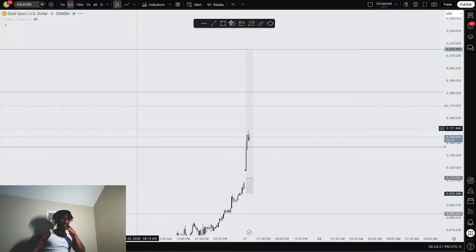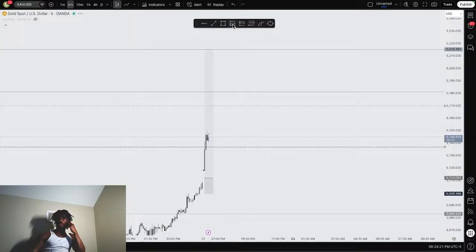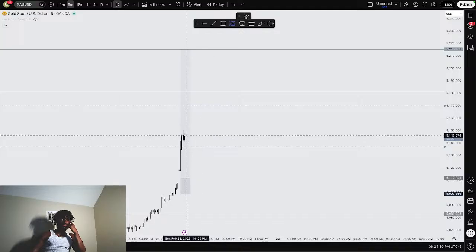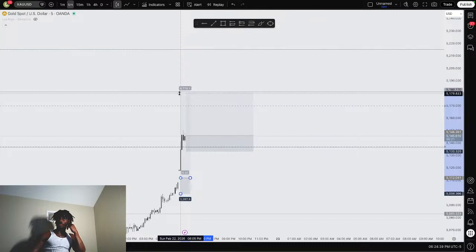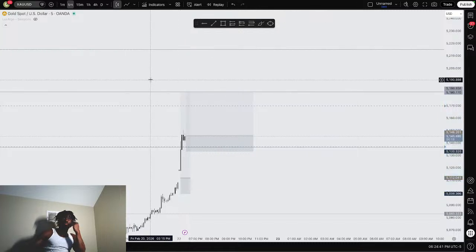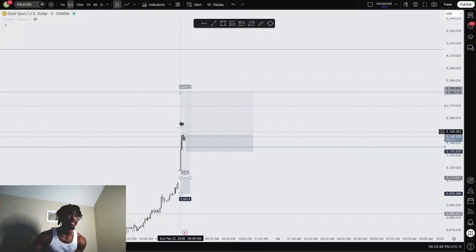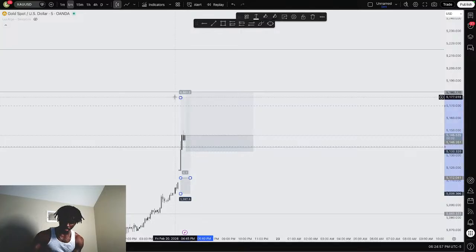If I were to enter right here, my stop will go below support and my take profit will be up into here. So that's valid. That's a 1 to 2 R multiple. So I could scale in. If I do get stopped out, because I'm up at 1 to 3 on this one, I'll make a 1 to 2 on this trade and I will lose 1R basically. So what I'll do is basically be at break even.